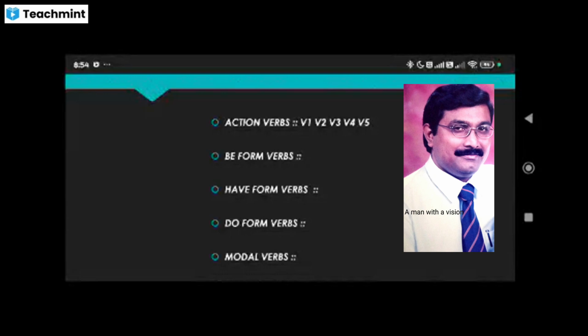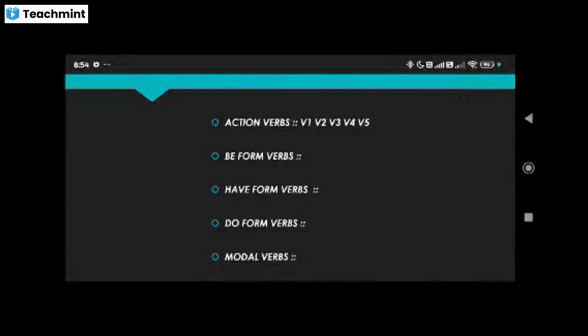I'm telling you once again, in English language, verb is a very crucial and a prominent word. Without a verb, there is no sentence at all. But what is a verb? Verb is generally defined as an action, but verb is not only action.